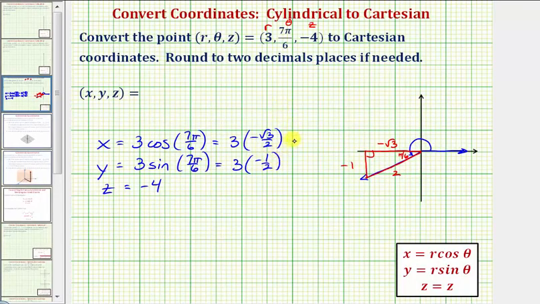Let's go ahead and find these products. The x-coordinate is going to be -3 square root 3 divided by 2. The y-coordinate is going to be -3/2, and the z-coordinate is equal to -4. From the directions, it does appear our homework would take a decimal approximation for the x-coordinate, but let's go ahead and use the exact value.